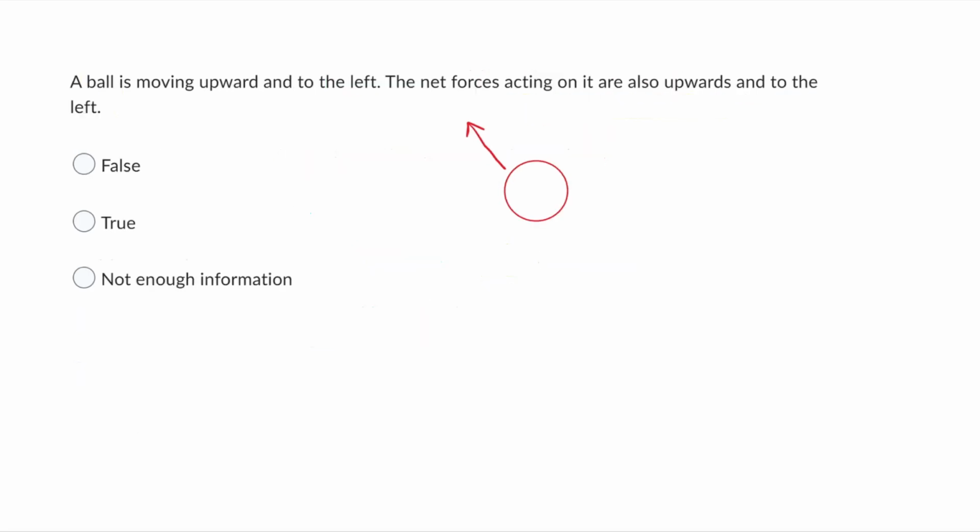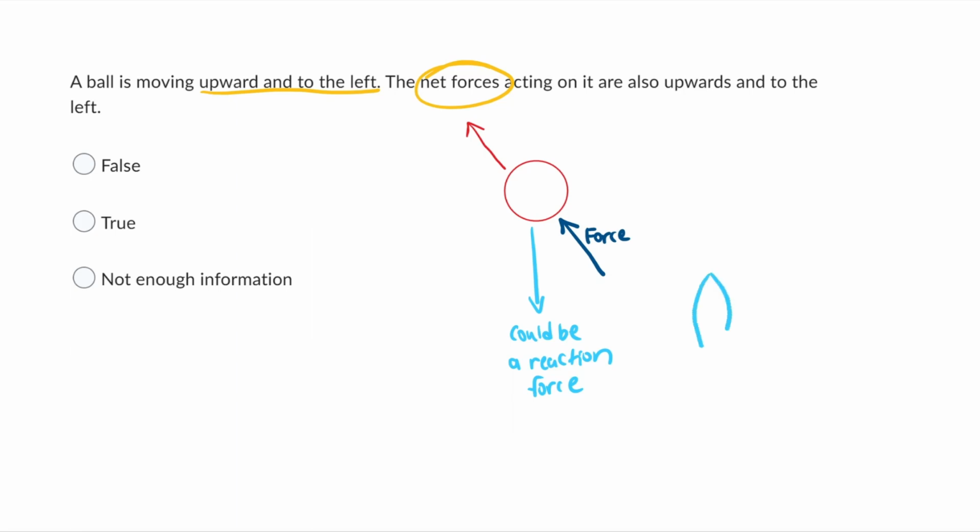And finally, we're asked to consider this ball that is moving upward and to the left. We're also trying to figure out if the net forces are also acting that way. So this is a simple diagram showing one possibility of this scenario. However, there is more than one possibility. For example, another option could be that there's a reaction force that is actually causing this ball to move upward and to the left. Think, for example, a rocket ship.